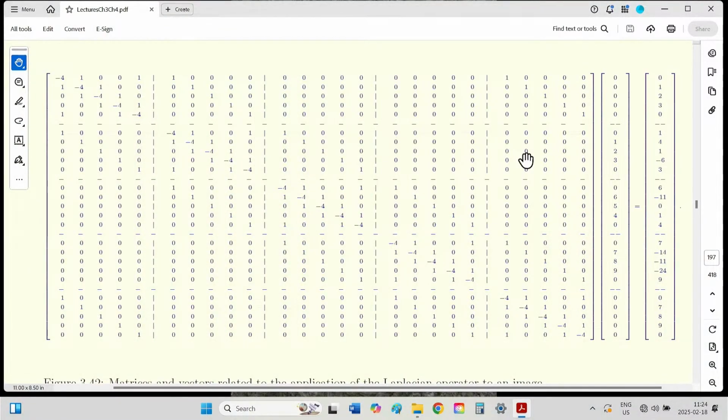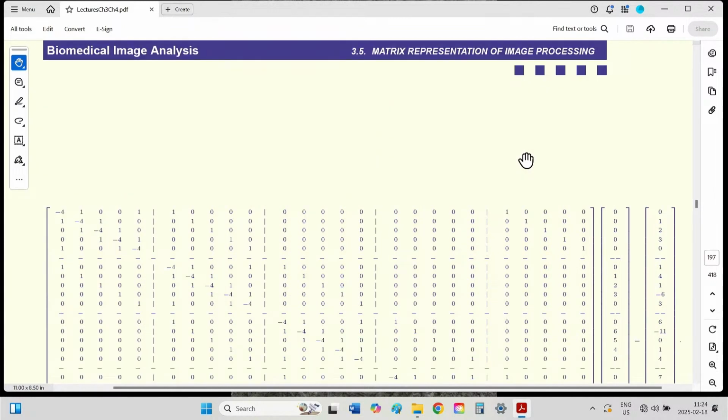So this is the output G. This is the input image F. This is the block circulant matrix made using the Laplacian 1, 1, minus 4, 1 and minus 4, that's all. So how do you get this?